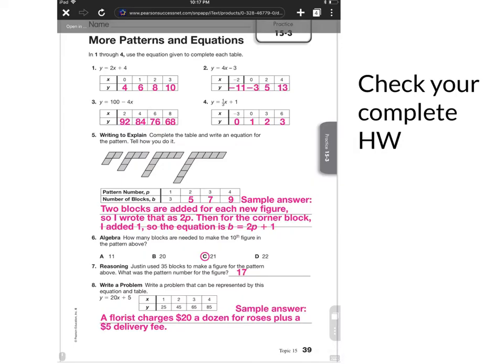At this time, please check your complete homework from 15.3 practice side. Moving on in 3, 2, 1.